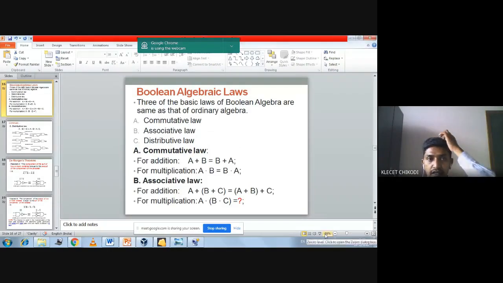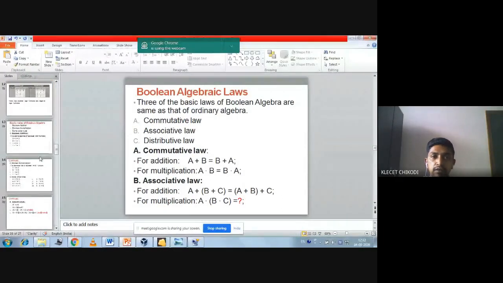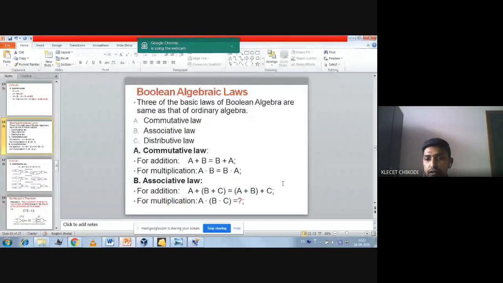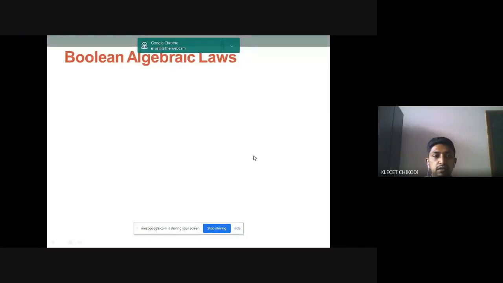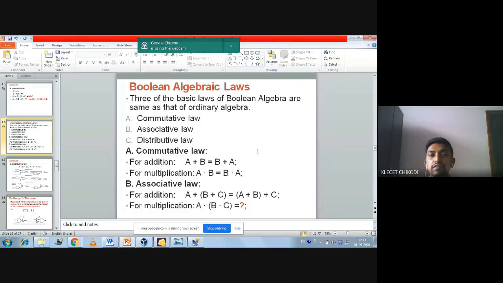Now we'll start with the Boolean algebraic laws. We have seen the Boolean algebraic rules, that is the addition rules, multiplication rules and some other rules. Now we'll see the algebraic laws here. These laws are the same as the arithmetic laws. In arithmetic operations, you can see that there is a commutative law, associative law, and distributive law.